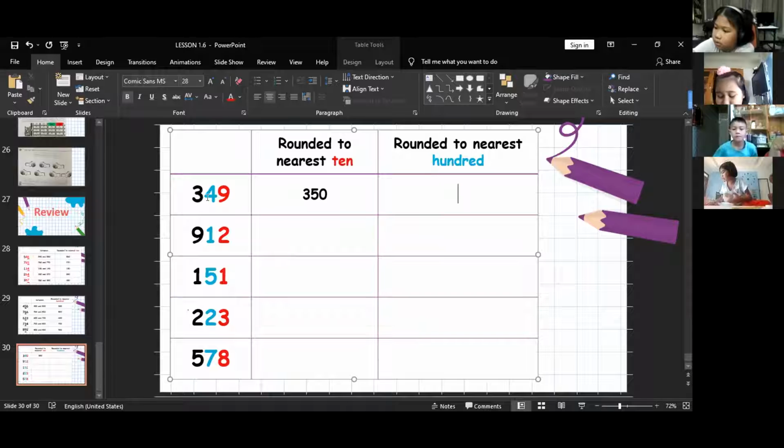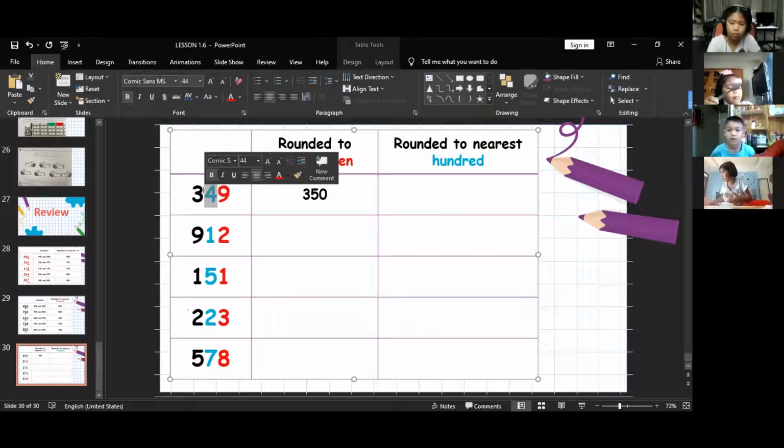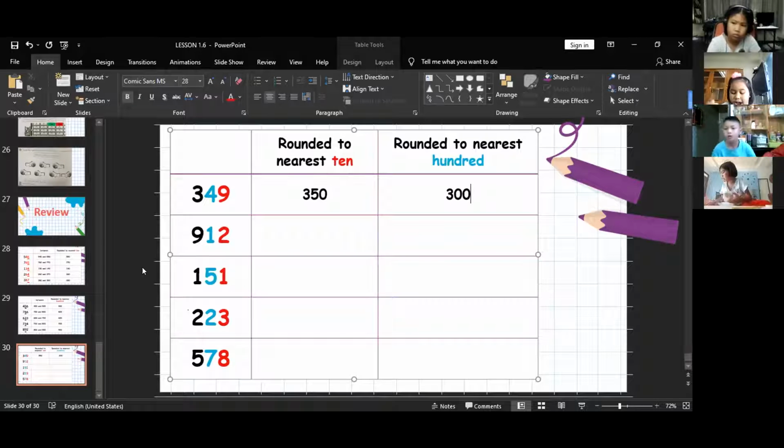Nearest 100. Okay, 100, you're going to see the number here, the color blue. Round up or round down? The number is 400. 300 or 400? 300. 300, because if you see the color blue here, it's 4, right? Round down. So the answer is 300. Yeah. Thank you, Khan. And thank you, Mother. Thank you, teacher.